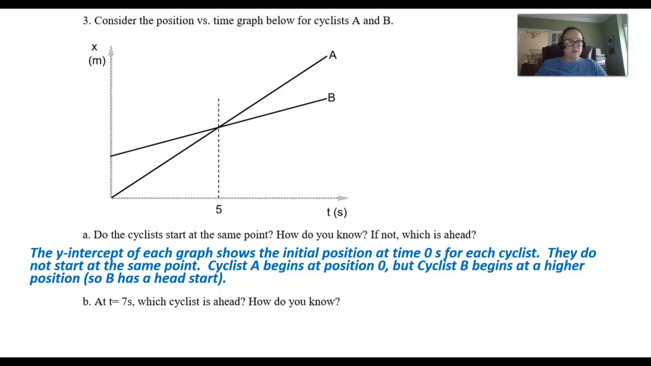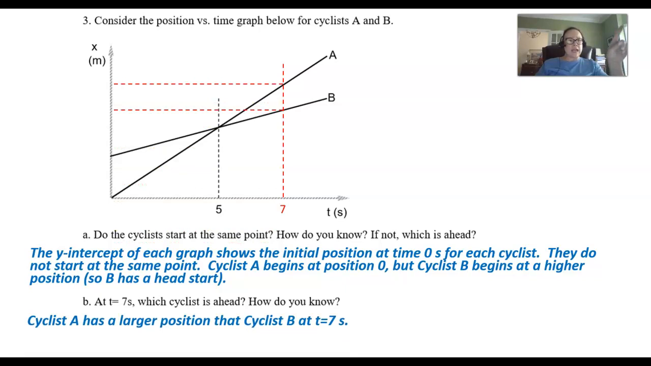Okay, at time 7, which one of these two people on bicycles is ahead? Well, so first I'm going to just identify where 7 seconds is on the graph. And as I look at this, if I want to know the position of each bicyclist, I need to take my finger and draw horizontally over to the y-axis to read off the position. And I can see that at time 7, cyclist A has a higher position than cyclist B. So A is ahead in this race at time 7.